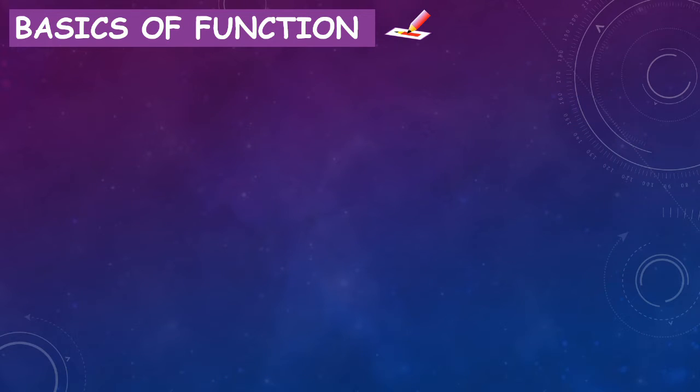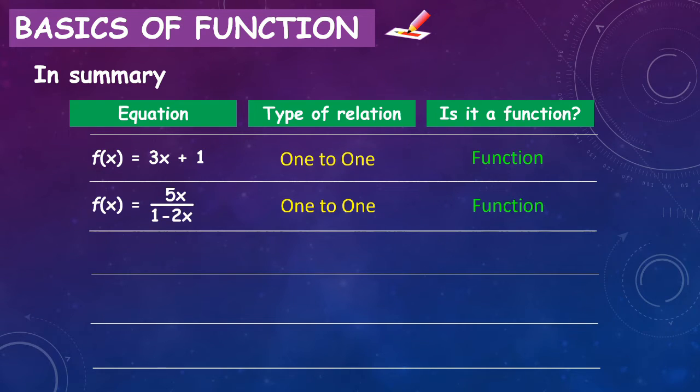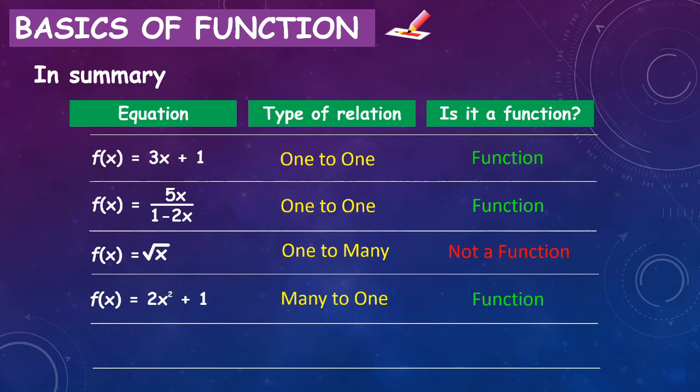To summarize the examples just now, the first two equations are one-to-one functions. The third equation is not a function, it's one-to-many. The fourth equation is a function of many-to-one. And the last equation is not a function, it's a relation of many-to-many. Okay guys, if you feel that this is a bit too much information, you just need to remember one thing. Any relation with one output is a function.